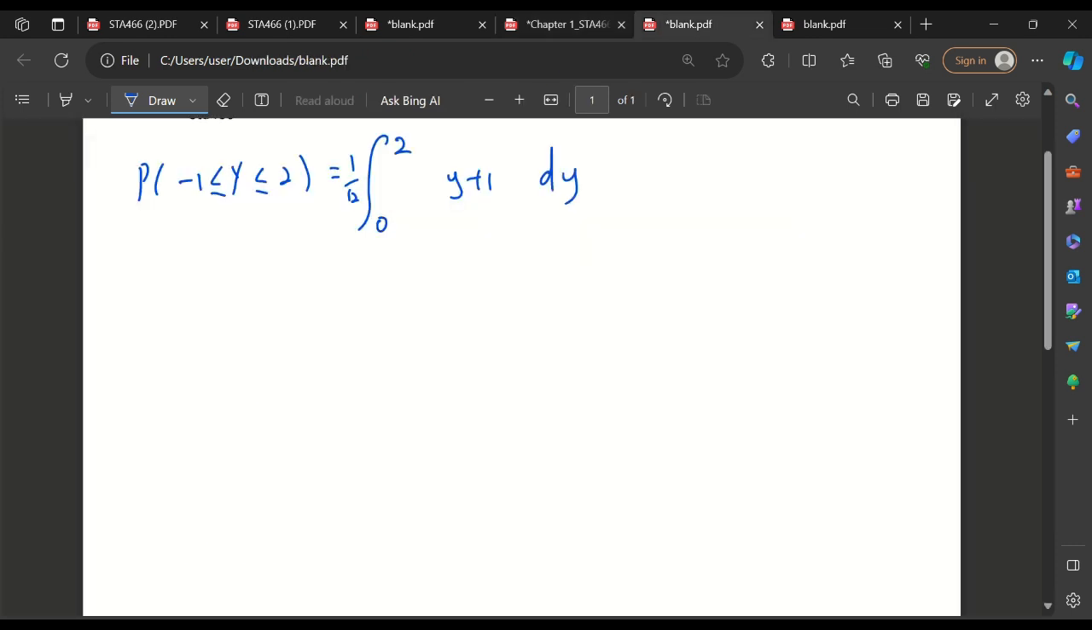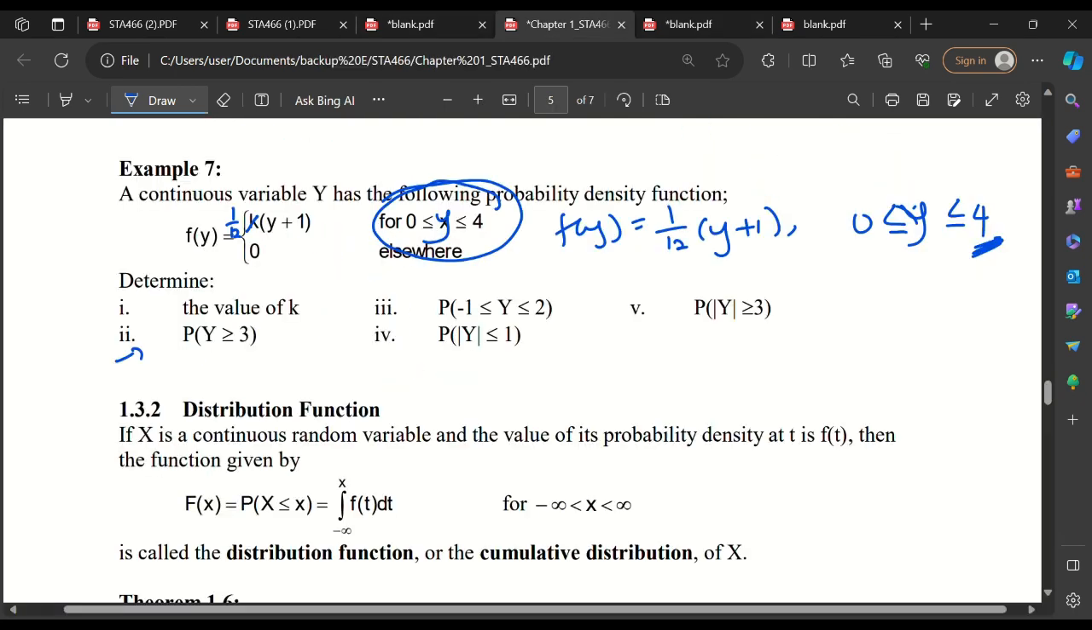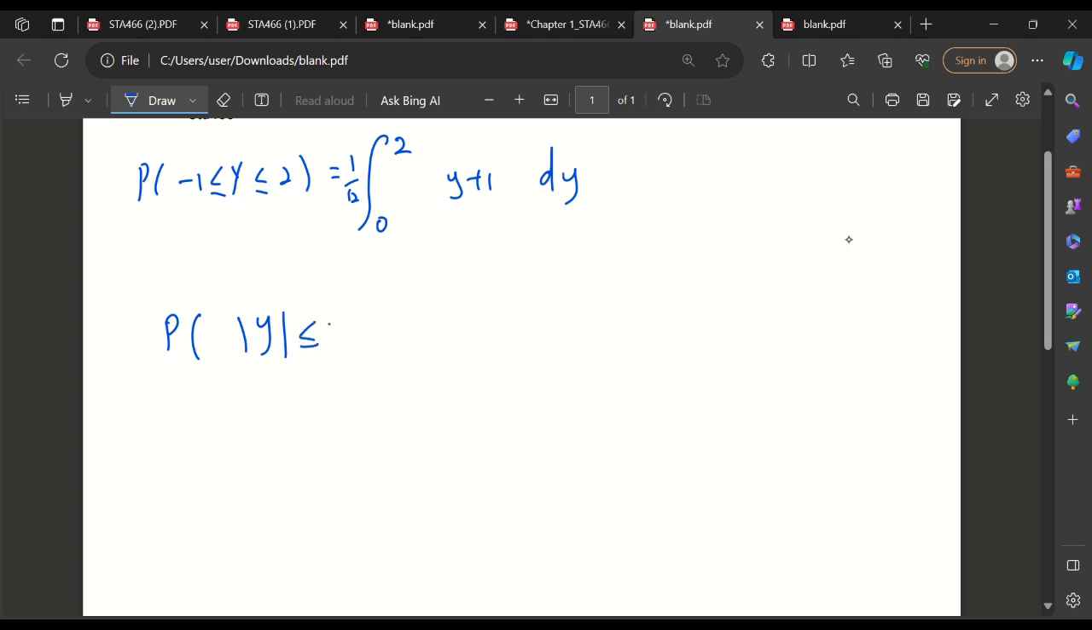Okay, the fourth. For the fourth, you get the probability of the absolute value of y less than or equal to 1. So remember, when there are inequalities and also a modulus like this, you have to expand it. It will be less than, then more than. So it will be more than or equal to negative 1 and less than positive 1. Then to get the probability value, you have to integrate the function 1/12 (y plus 1) with respect to dy. So now integrate from where to where? It should be -1 until 1.